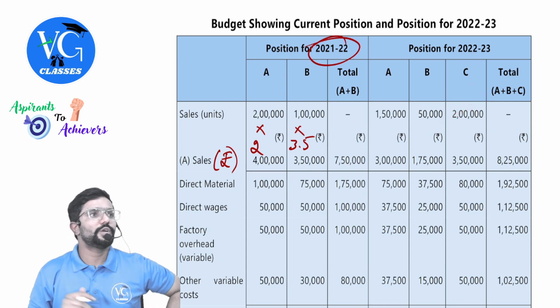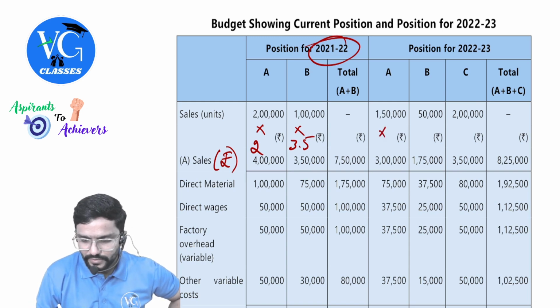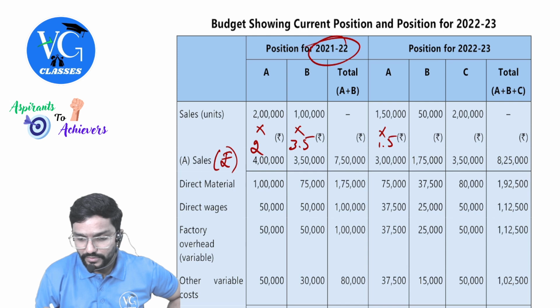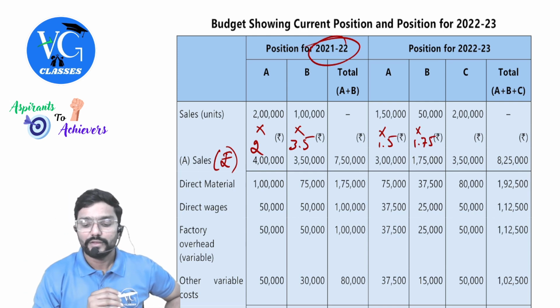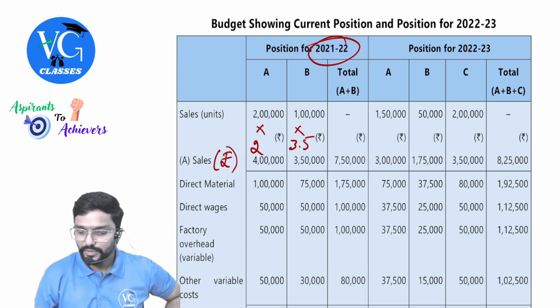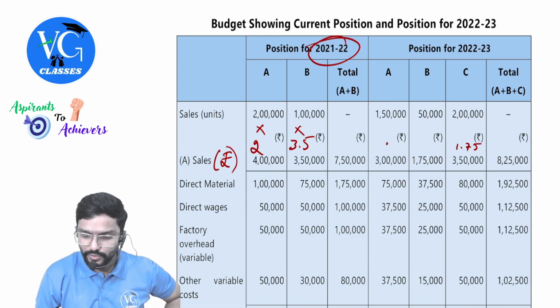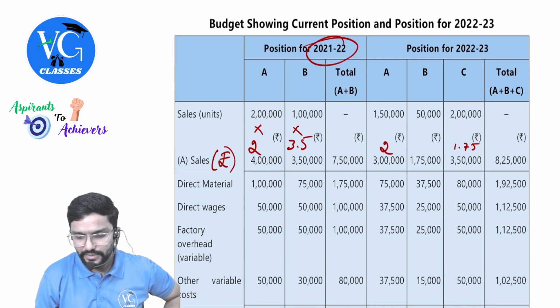What is the sales of that? 2 lakh units. Multiply with the selling price. Selling price is how much? Sorry, 1 point... for B. One second. C is 1.75. A and B, same. There is no change in that. Okay, same selling price, I think.